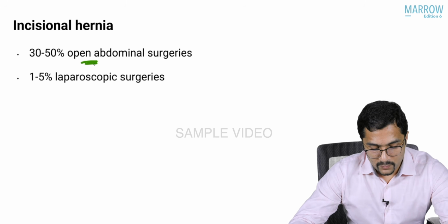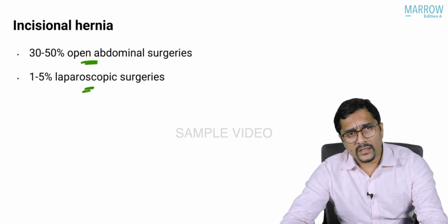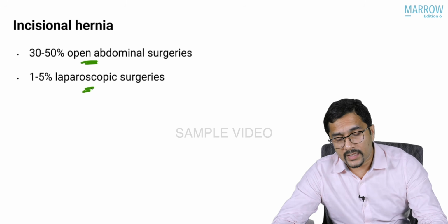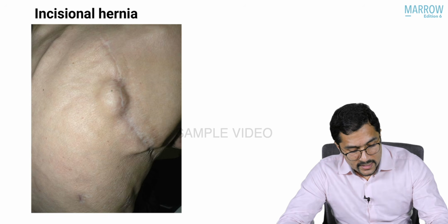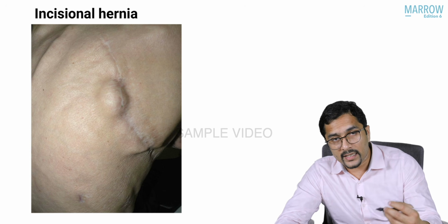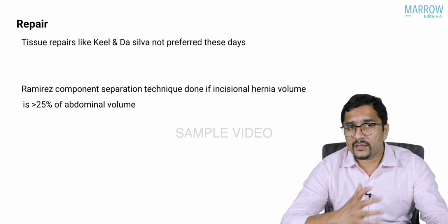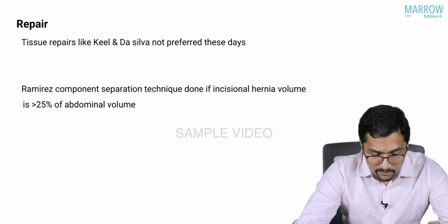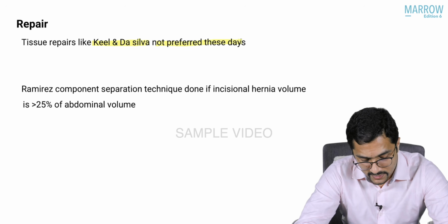Incisional hernias: 30 to 50% of open abdominal surgeries and 1 to 5% of laparoscopic surgeries, patients are going to develop incisional hernias. This is what an incisional hernia looks like. It is a hernia in the region of a scar, and for the repair of incisional hernias, we usually do a mesh repair, but you should know that tissue repairs like Keel and De Silva are not preferred these days.